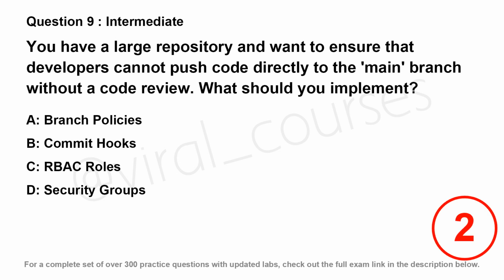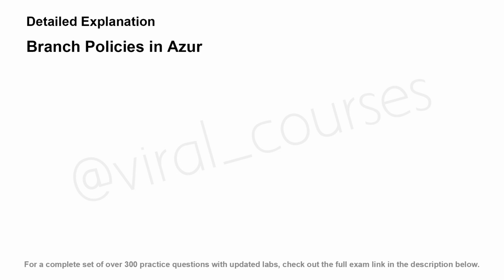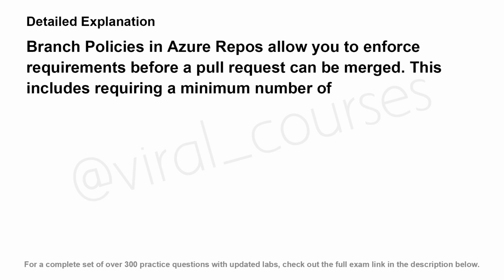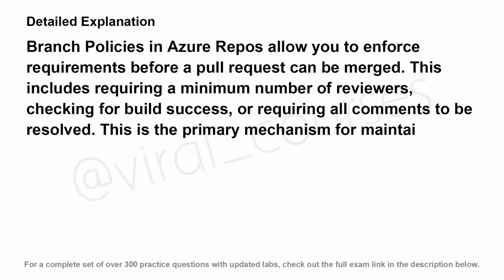The correct answer is A. Branch policies in Azure Repos allow you to enforce requirements before a pull request can be merged. This includes requiring a minimum number of reviewers, checking for build success, or requiring all comments to be resolved. This is the primary mechanism for maintaining code quality and security.